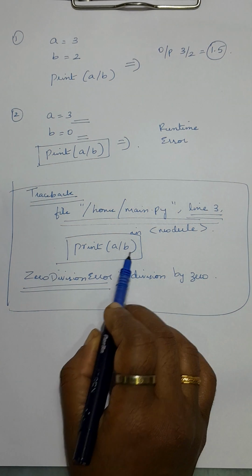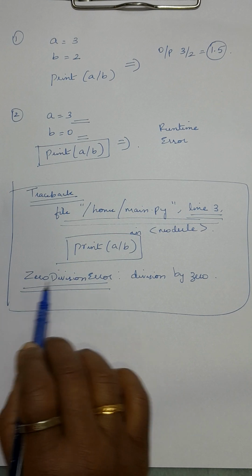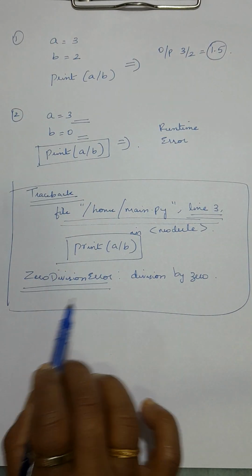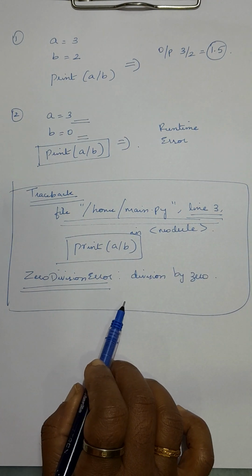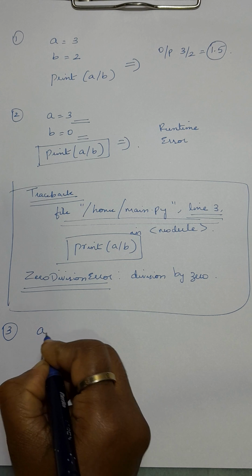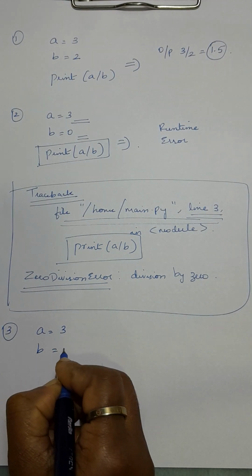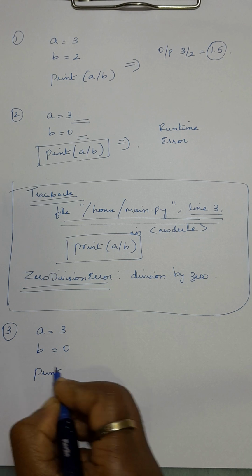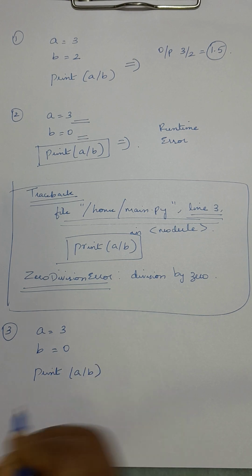What is the error in this particular line? It is a division by 0 error. This is the error that will be thrown up during runtime. Now the third one, assume a is equal to 3, b is equal to 0. I write print a divided by b.